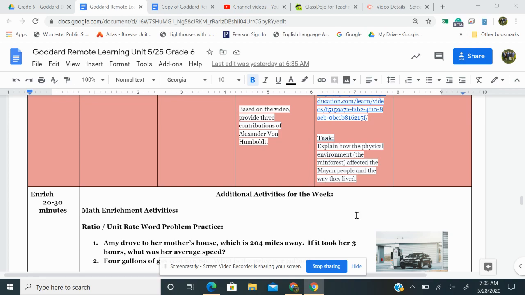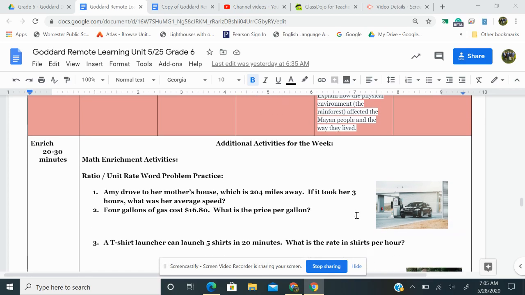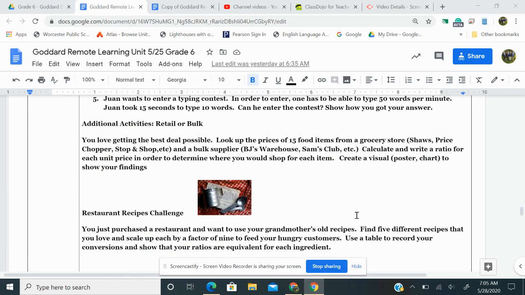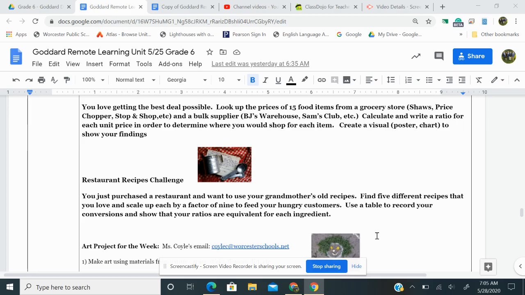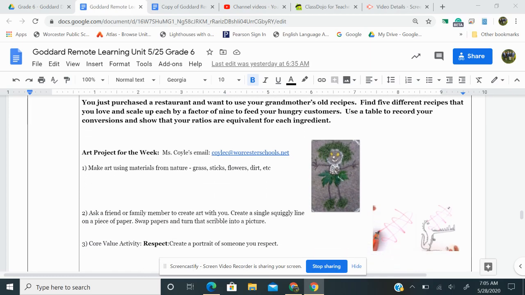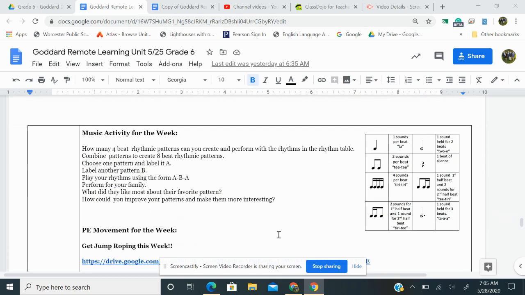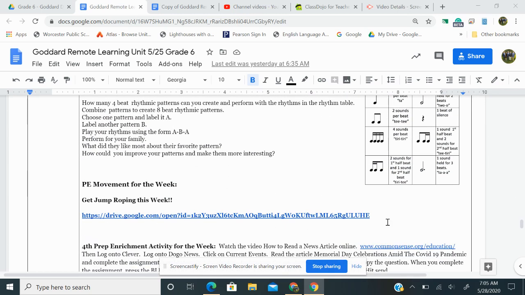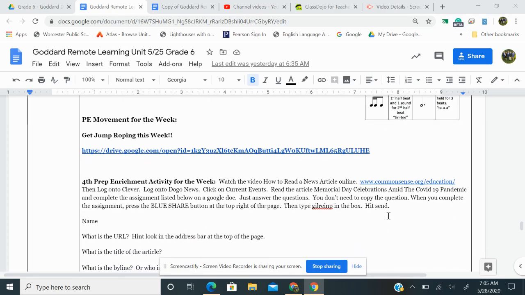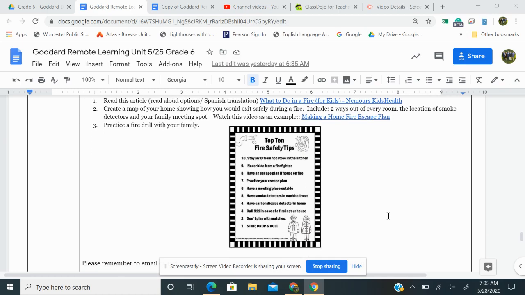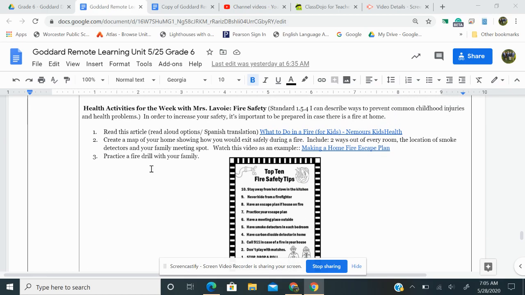All right, you have lots of additional activities for the week. I have read the math activities, so try those if you haven't already. Try one of Miss Coyle's art projects if you haven't done one already, and don't forget to share it with her. You have a music activity for the week. You have physical activities if you click on this link here. And you have Miss Lavoie's fire safety. Actually, I don't think I've read this, so I'm just gonna read the Miss Lavoie's health activity for you.